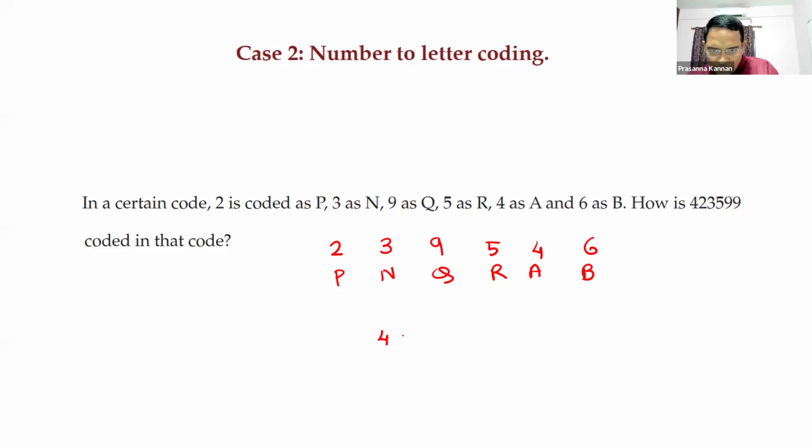Now we want 4, 2, 3, 5, 9, 9. So what is corresponding to 4? A. What is corresponding to 2? P. What is corresponding to 3? N. Corresponding to 5? R. Corresponding to 9? Q. So the answer is A, P, N, R, Q, Q.